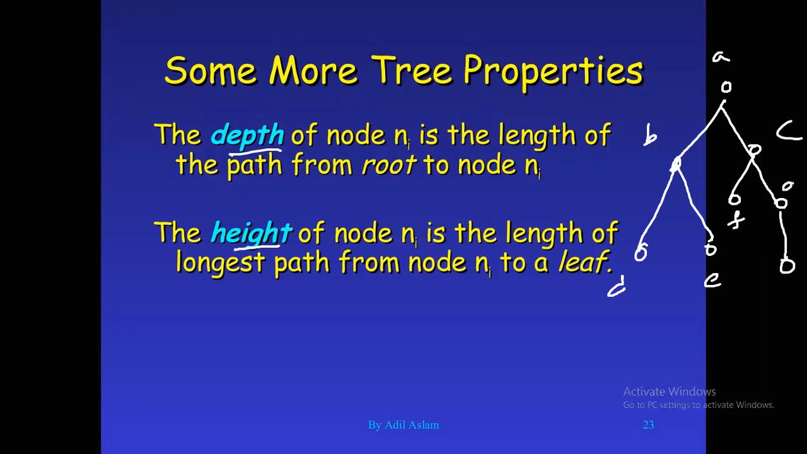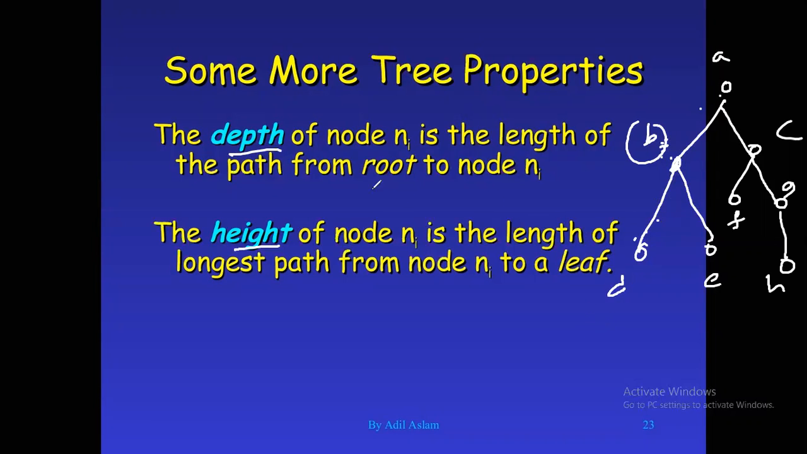Some F, G, H. So now, what is the depth and height? For example, when you take the B node, whatever the path length, how many edges the path length from root, that is called the depth. From the B node to whatever outward length is nothing but the height.